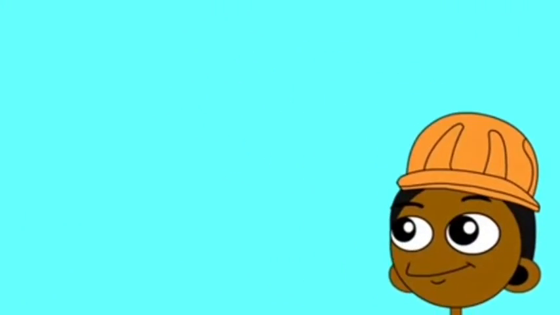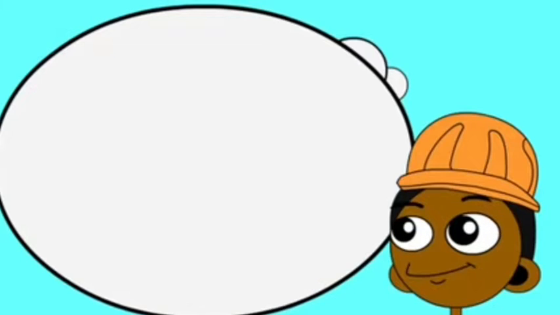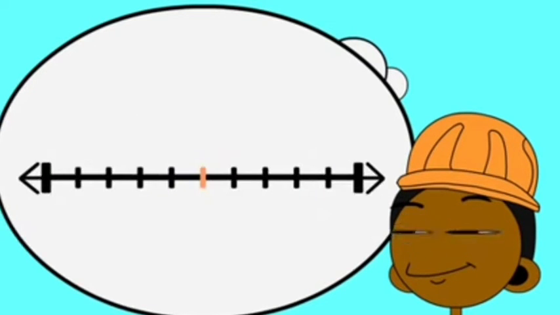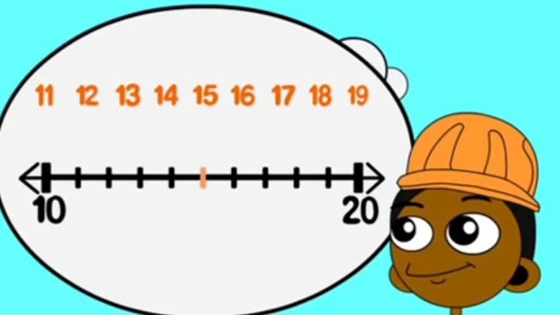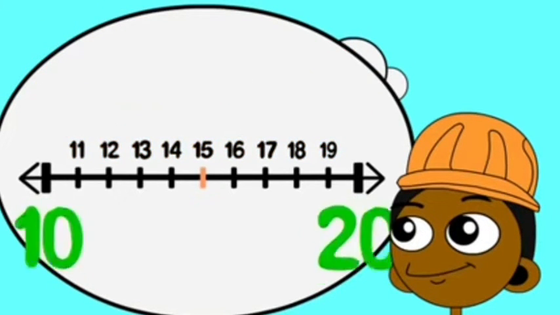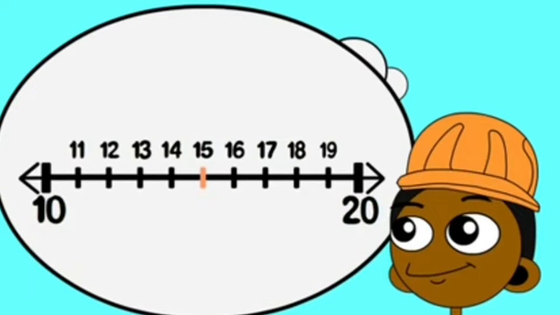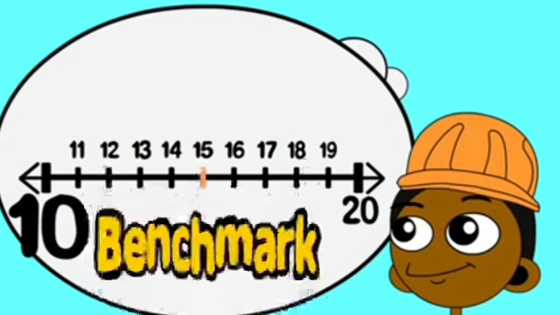Here are some useful things to know. You can show any number on a number line. Numbers to the right have a greater value than numbers to the left. Every number that ends in the digits 1 through 9 sits between two tens. The nearest 10 on either side of your number is a useful benchmark.